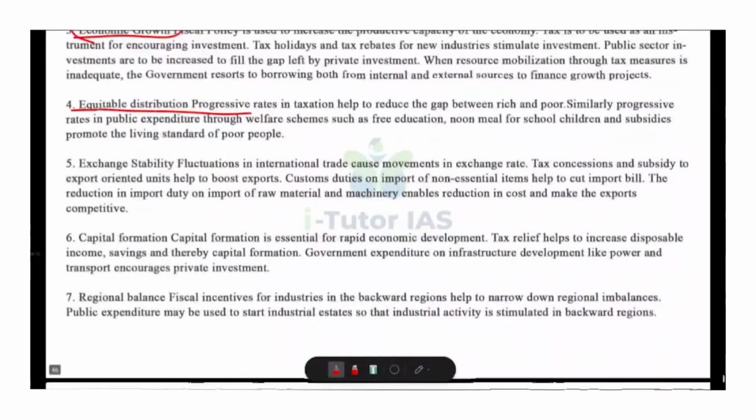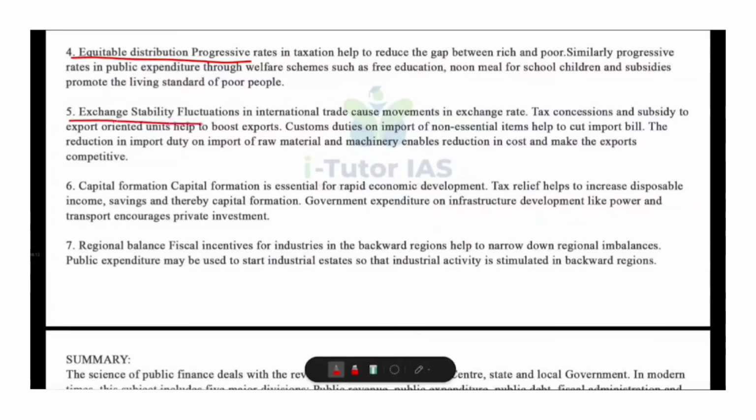Then external stability or stable exchange rate, and the goal is to prevent too much fluctuation in India's exchange rate. How fiscal policy helps for that? Yes, subsidies and tax benefits are there for exporters and therefore exports increase. High customs duties on non-essential imports, so therefore there is a reduction in import bill. It reduces duties on raw materials, that leads to a lower production cost and helps export. So this keeps foreign exchange stable.